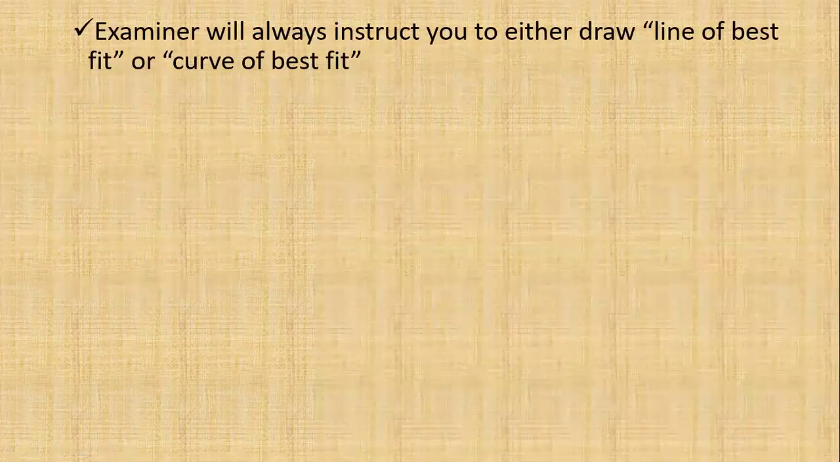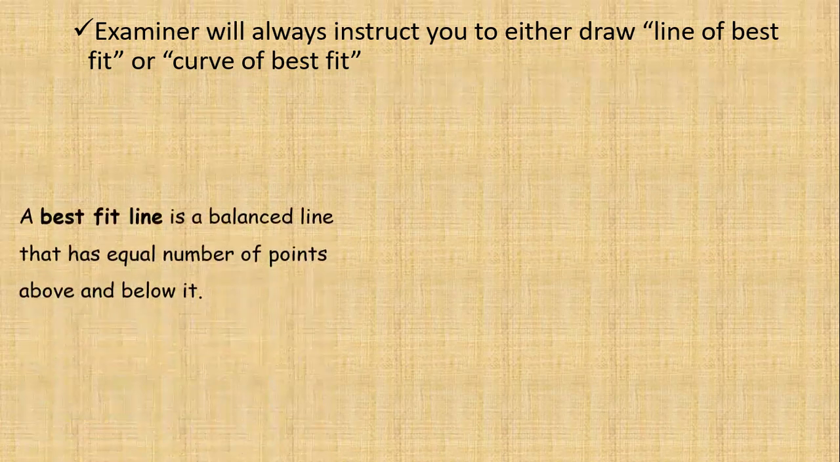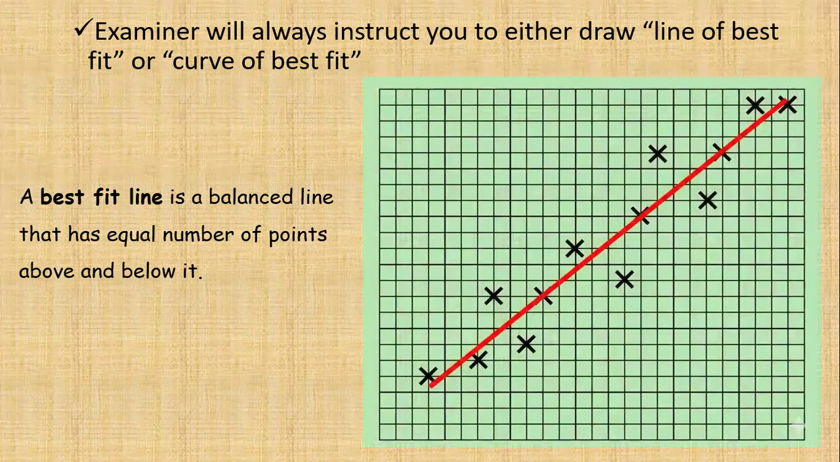Okay. The next step is drawing the best fit line. The examiner will tell you that you have to draw a best fit line or the curve of best fit. What is the best fit line? It is a balanced line that has an equal number of points above and below it. And that's the example for that. It's passing through some of the points, but an equal number of points are on either side.